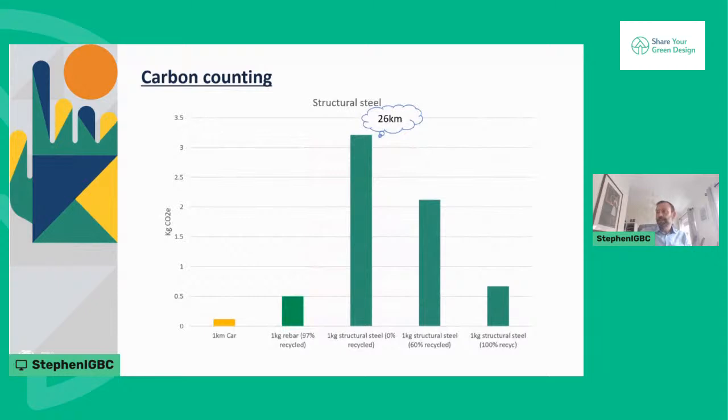So this slide highlights the importance of recycled content. Just 1 kilo of structural steel beam can require more than 3 kilos of CO2 emissions in the production process. But that can be drastically reduced if you increase the recycled content. You still have emissions from the recycling process, but you don't have the emissions of mining and harvesting iron ore.